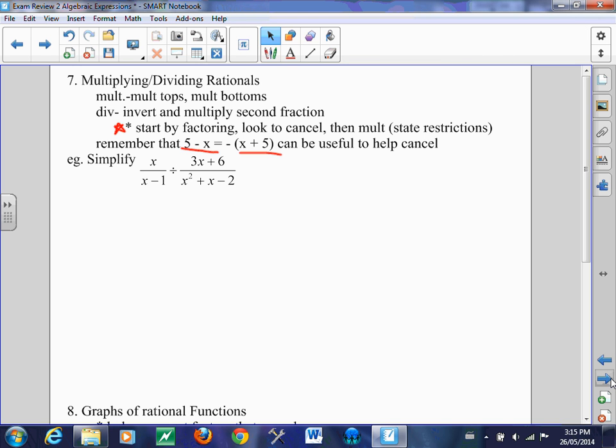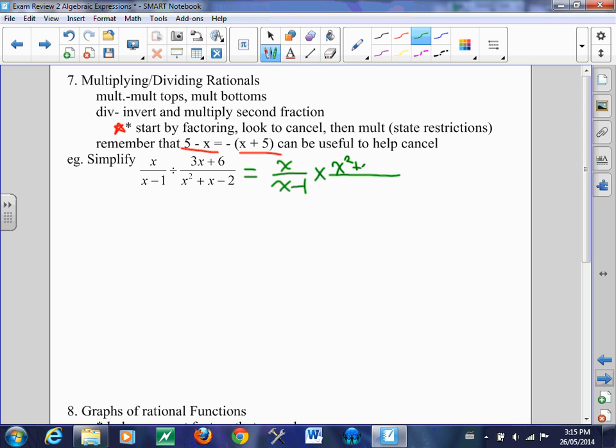All right, let's try this example here. I've got my first fraction here, so I've got x divided by x minus 1. And then I've got a divide by sign, so I have to do what? I've got to invert and flip that fraction so I can multiply. So now my numerator becomes my denominator, and my denominator becomes my numerator.